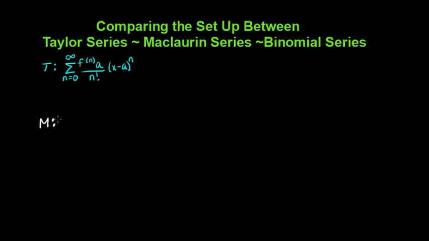M for Maclaurin, we have something very similar with only one difference. So we have f of n, but our a in this case is always 0 and over n factorial, and this is x to the n. So here there's no need to actually put x minus a because it's always 0 for the Maclaurin series.